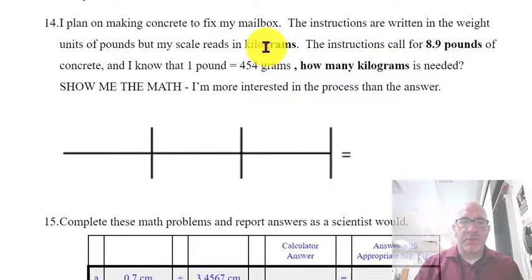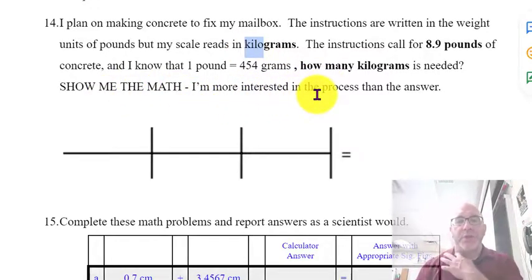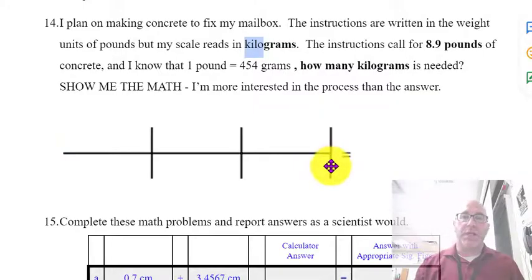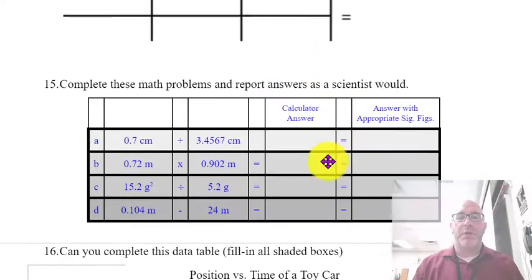And you'll notice that right here, grams is really, really bold, and the term kilo is not. There's a hint there. Show me the math. I'm more interested in the process than the answer. I've given you guess grids, the field goals. Use as many as you need. If you don't need one, just go ahead and cross it out and I'll ignore it.